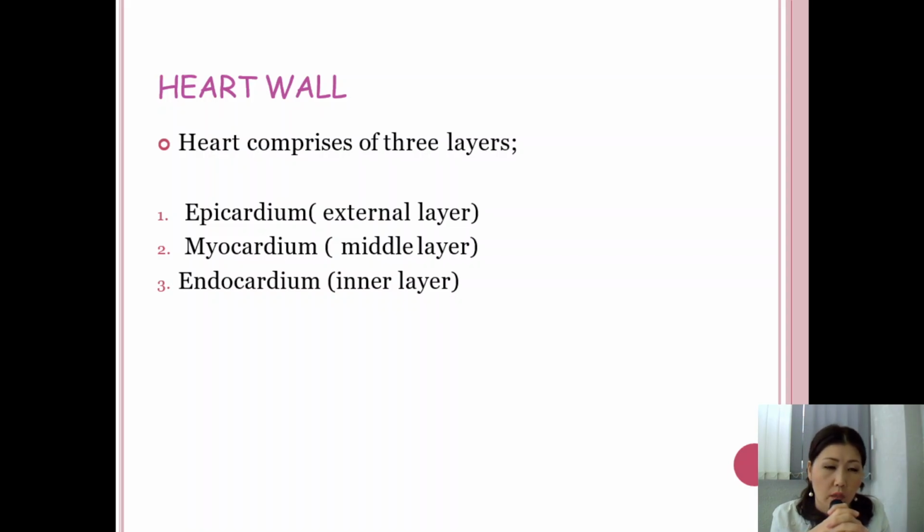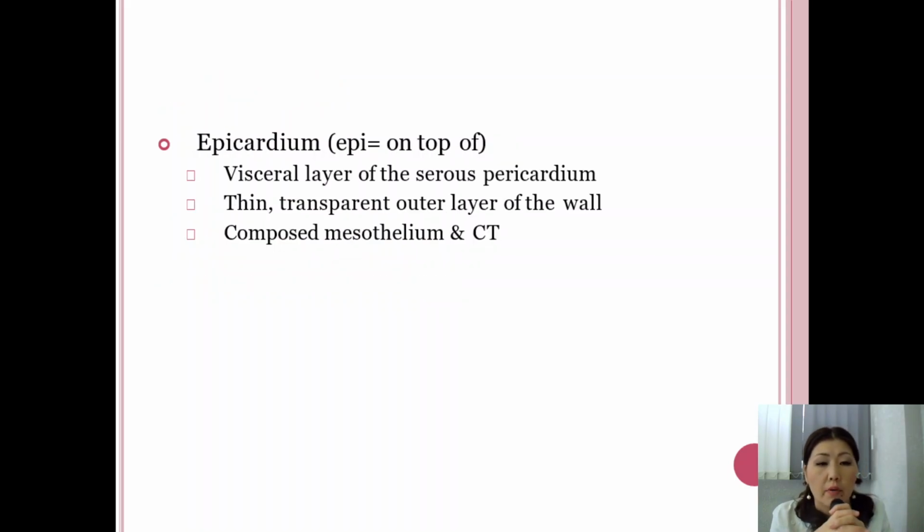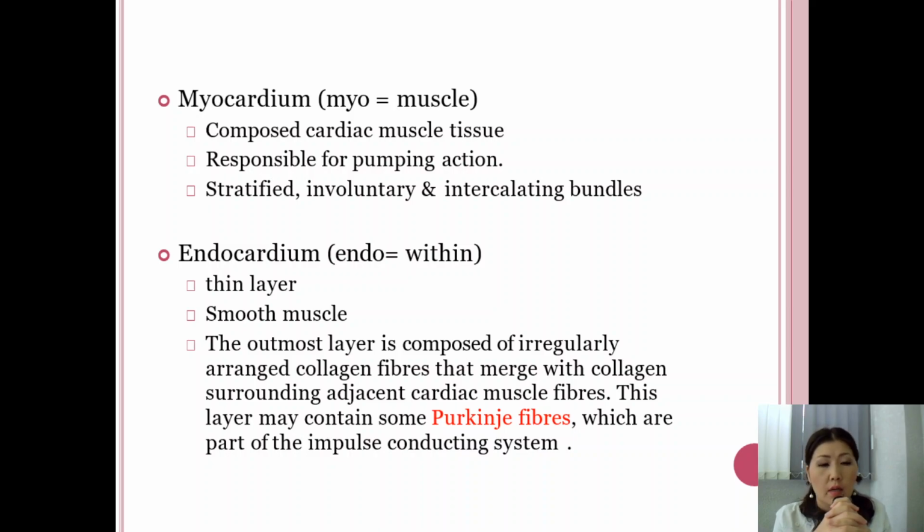About heart wall. Heart comprises three layers: epicardium, external layer, myocardium, middle layer, and endocardium, inner layer. Epicardium. Epi means on top of. This is visceral layer of the serous pericardium, thin and transparent outer layer of the wall, composed of mesothelium and connective tissue. Myocardium. Myo means muscle, composed of cardiac muscle tissue, responsible for pumping action, striated, involuntary, and it has intercalated discs.